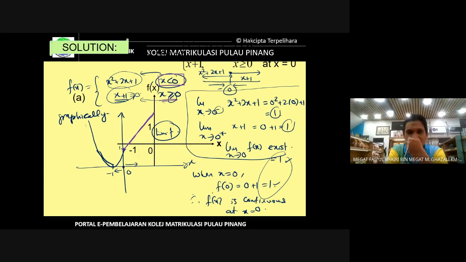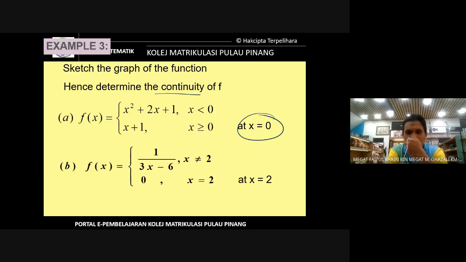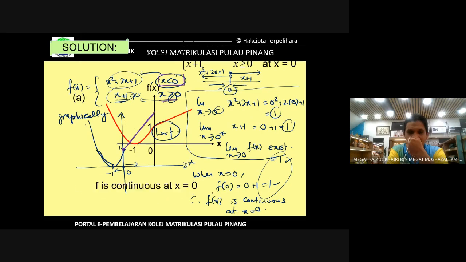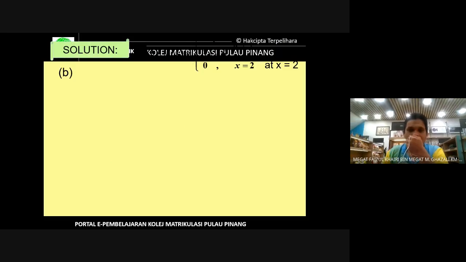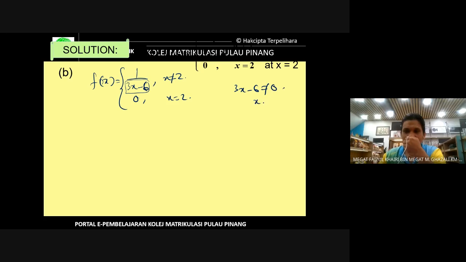Okay, the second graph here. 1 over 3x minus 6 for x not equal to 2, and 0 for x equal to 2. The function is f(x) equal to 1 over 3x minus 6, where x is not equal to 2, and 0 for x equal to 2. So class, again, 3x minus 6, the denominator cannot be equal to 0, so x cannot be equal to 2 here.